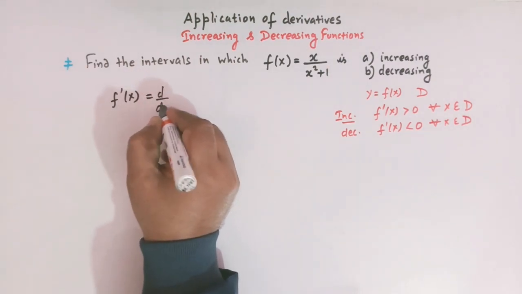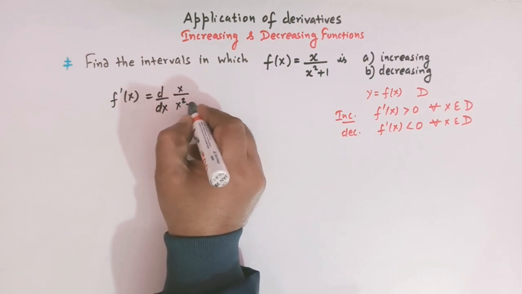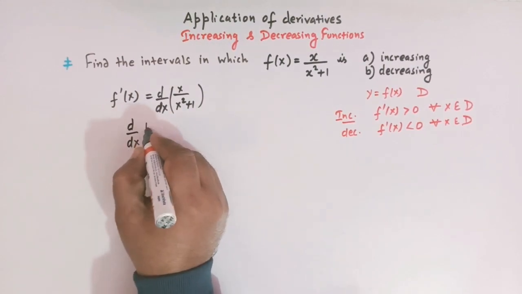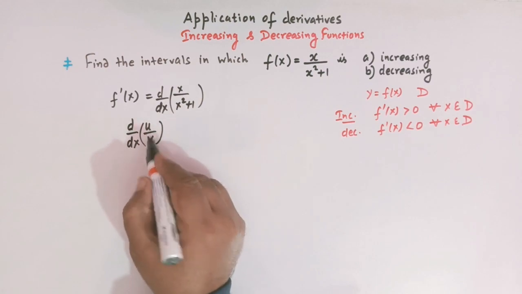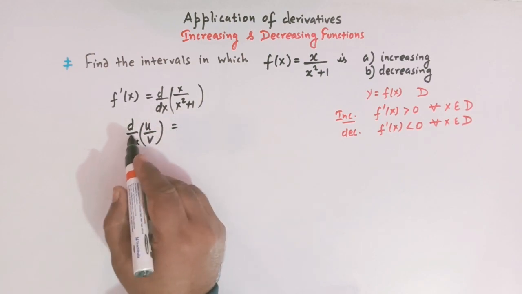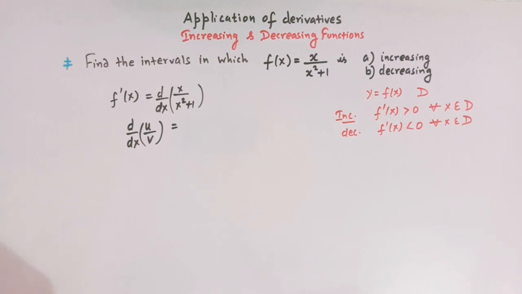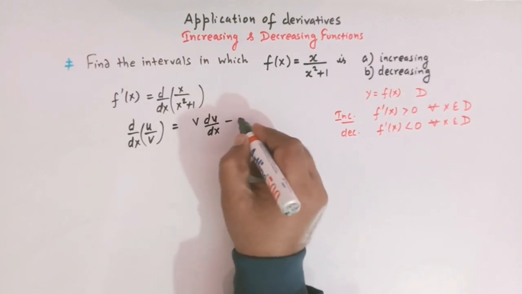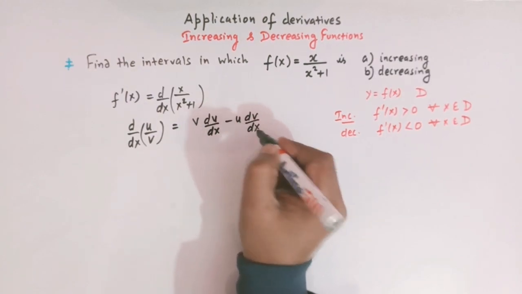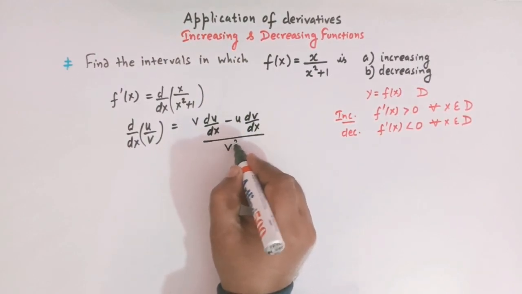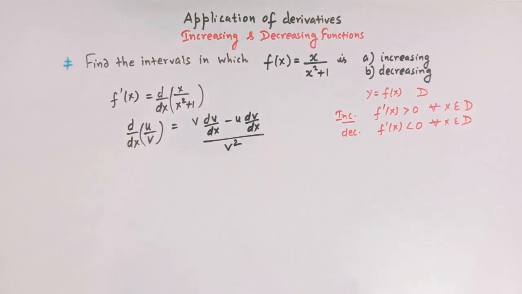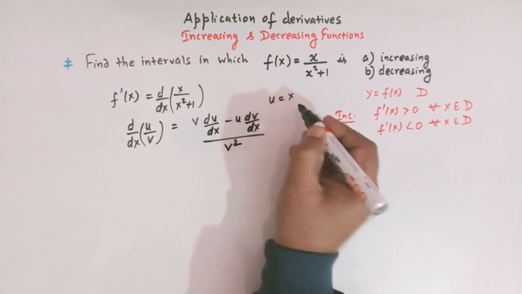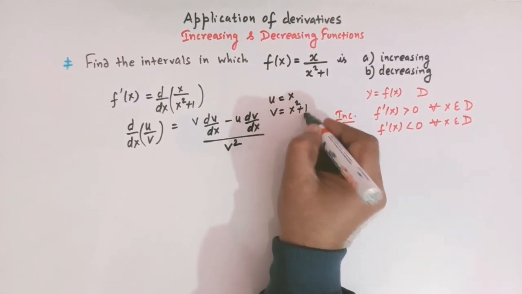So we can now write d by dx of x over x square plus 1, and here we'll make use of this result: if we have two functions u and v of x, then the derivative of u over v is given by v times du over dx minus u times dv over dx, divided by the square of the function v. This is the well-known result, and here u is x and v is x square plus 1.